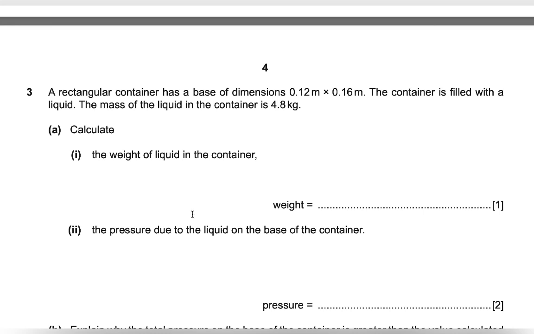Okay, question 3 says, a rectangular container has a base of dimensions 0.12 meter by 0.16 meter, and the container is filled with a liquid. Now the mass of the liquid in the container is 4.8 kilogram. Calculate the weight of the liquid in the container. Weight. So we know the mass, we can calculate the weight. Weight is mass times gravity.